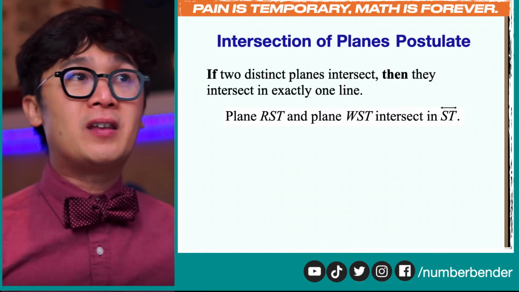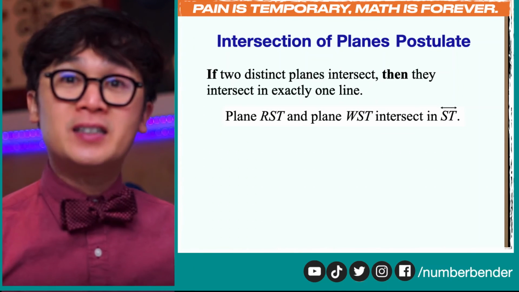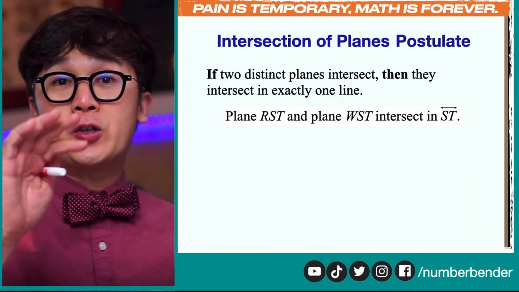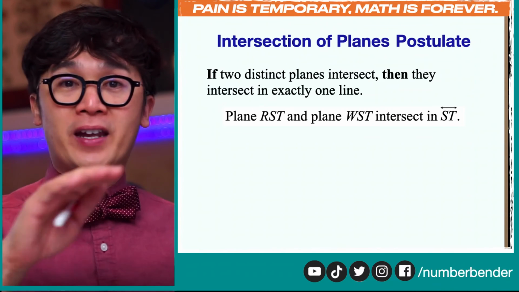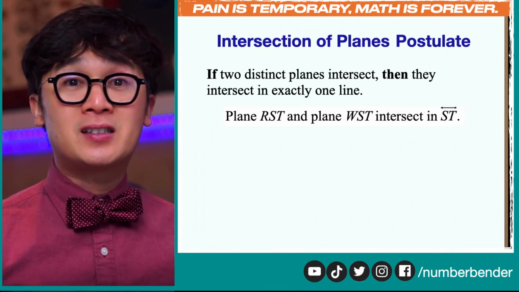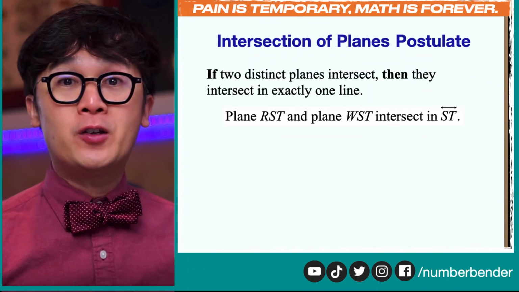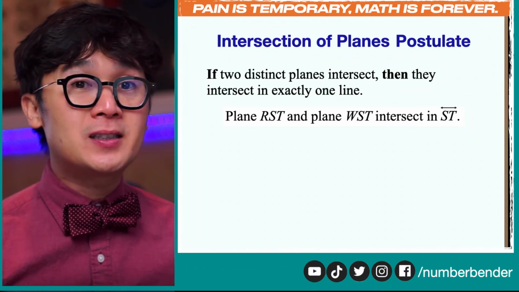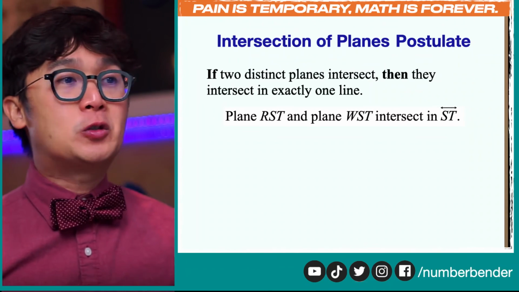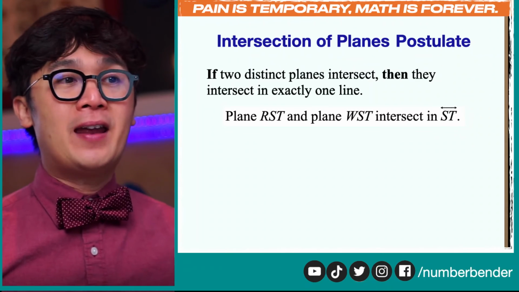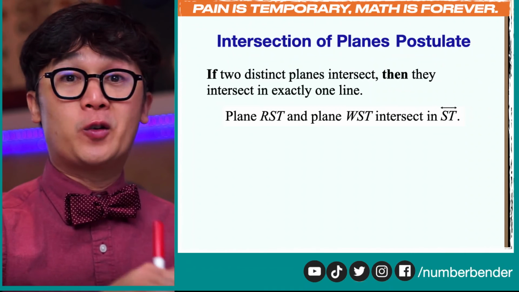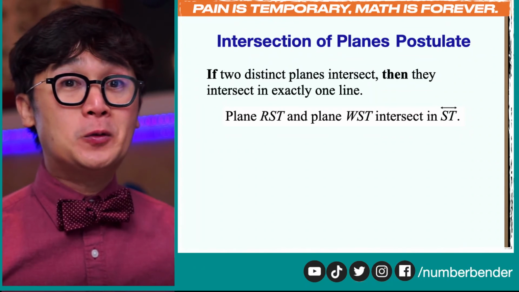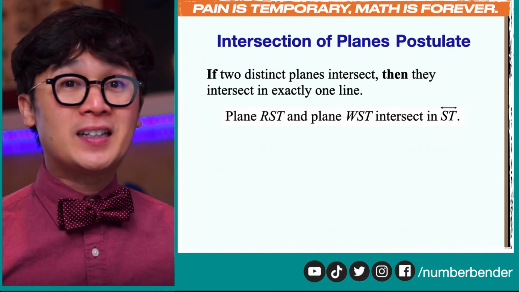Now, let's work with the plane postulate or intersection of planes postulates. So, notice that if we have 2 distinct lines, when they intersect, it intersects at a point. Now, paano naman kung dalawang planes ang mag-intersect? So, if 2 distinct planes intersect, then they intersect in exactly 1 line. So, this time, you'll be able to produce a line when planes intersect.